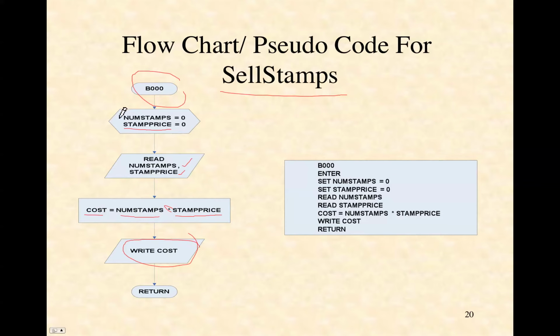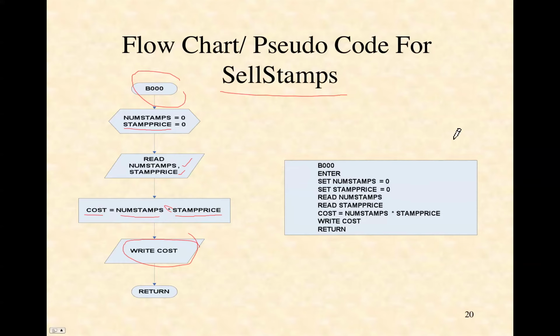And the pseudocode is almost a mirror image of the flowchart. We enter the module and we set numStamps to 0, stampPrice to 0. We read numStamps, the number of stamps they're trying to buy, and the face value in cents of each stamp they're purchasing. Cost will be equal to simply the multiplication of numStamps by stampPrice, and we write and we return.